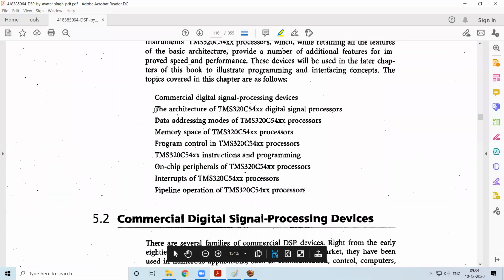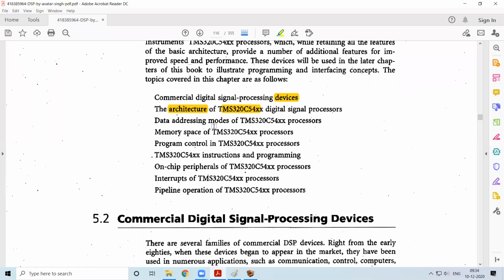So here in this part, we'll be discussing a few devices which are related to the DSPs. Here we'll be discussing Texas, analog DSPs, and another one from Motorola. So we'll be having a comparative analysis. Then we'll go in depth into the architecture of this specific DSP processor, which is from TMS, that is Texas, the 54XX series.